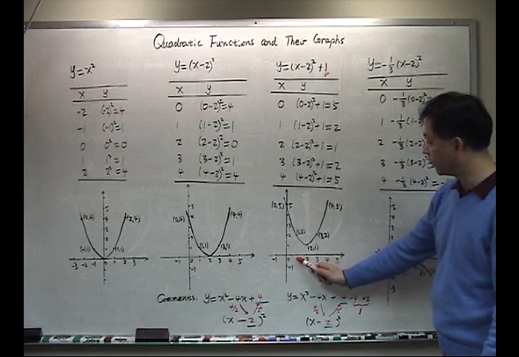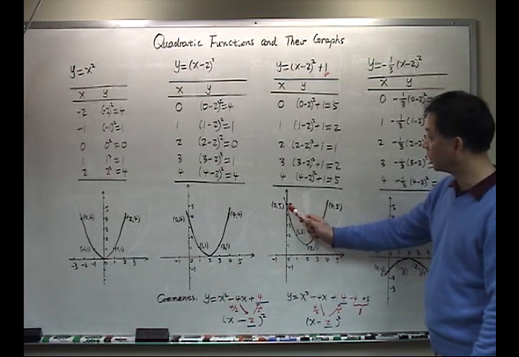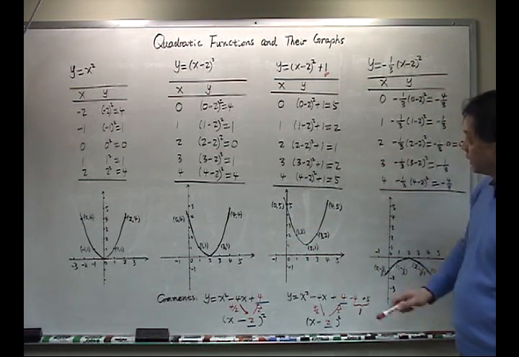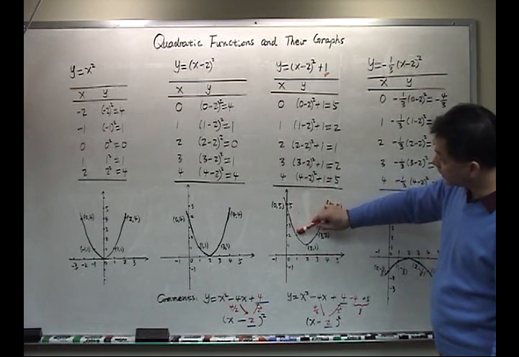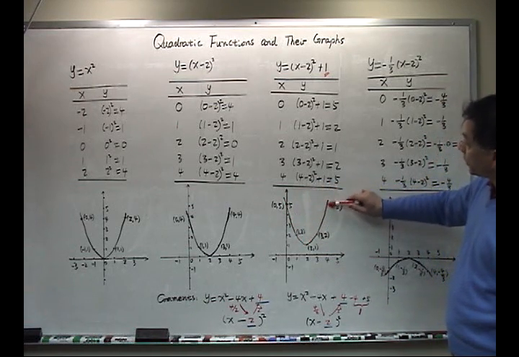4, 5. So 1, 2, 3, 4. Y is 1, 2, 3, 4, 5. You have that. Okay? So if you connect those 5 points, then you'll get a smooth curve.